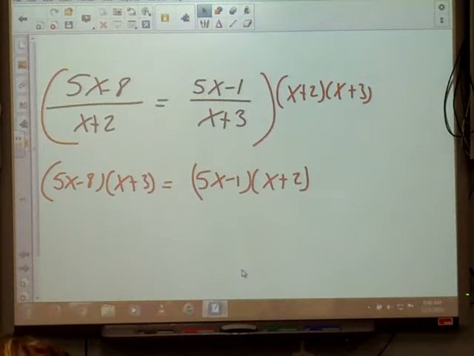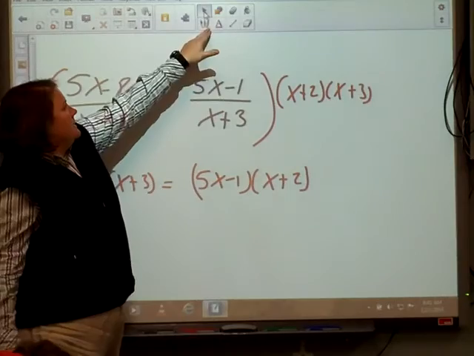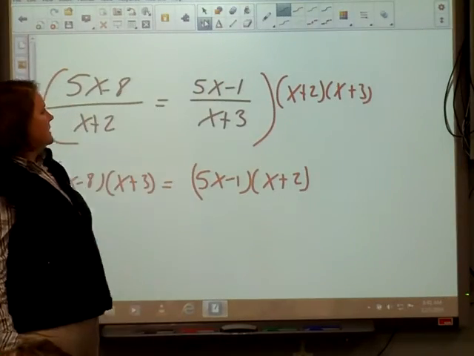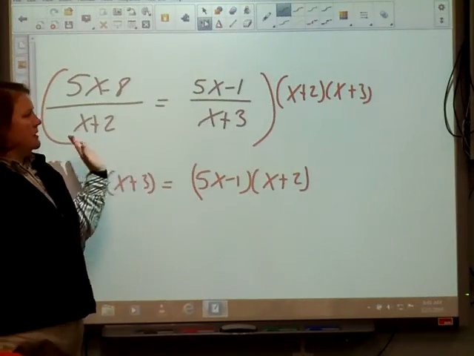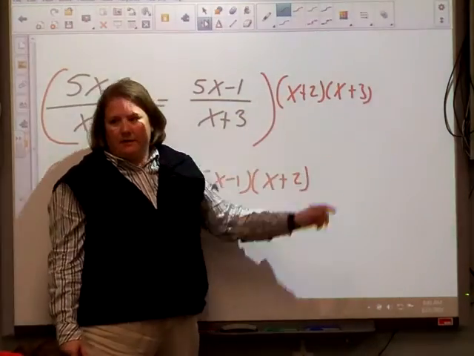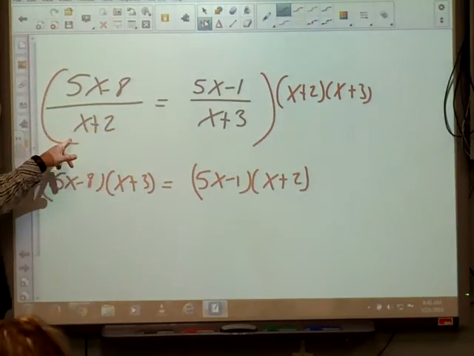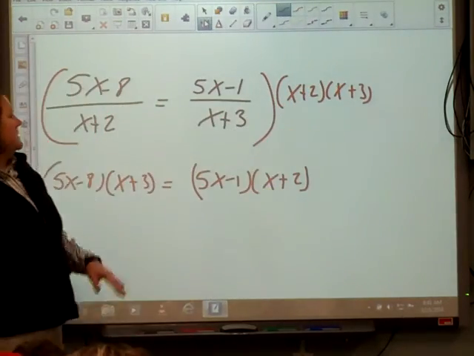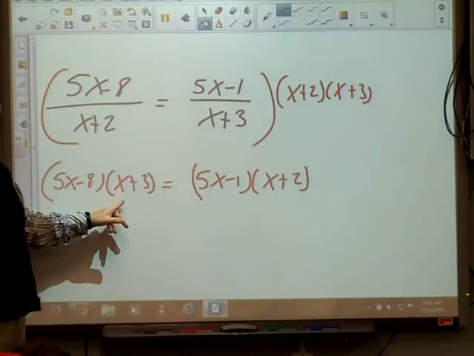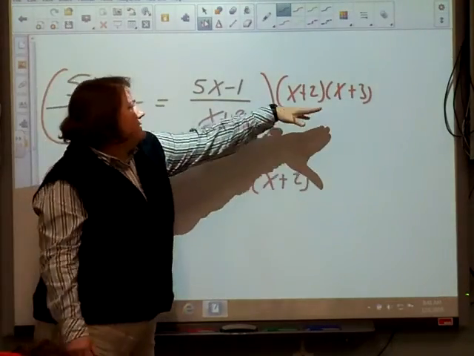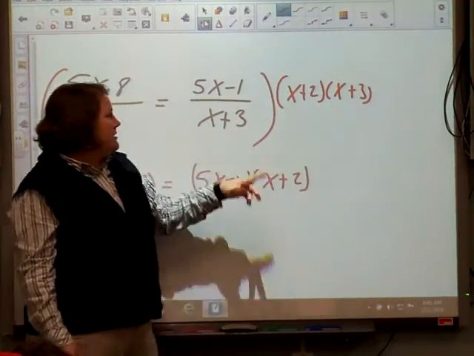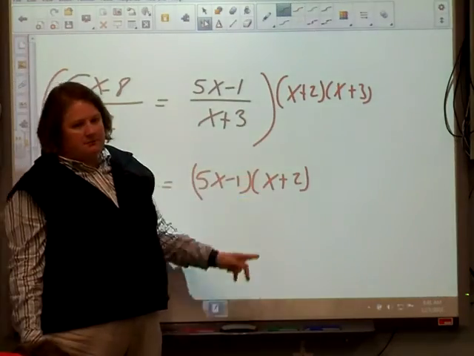Alright, let me talk about what y'all were discussing a little bit real quick. I set this up taking my common denominator, which would be the product of these two. So when I take this to the first piece, the x plus 2's would cancel out, which just leaves me 5x minus 8 times x plus 3. When I take it to the second piece, the x plus 3's would cancel out, so that leaves me 5x minus 1 times x plus 2.